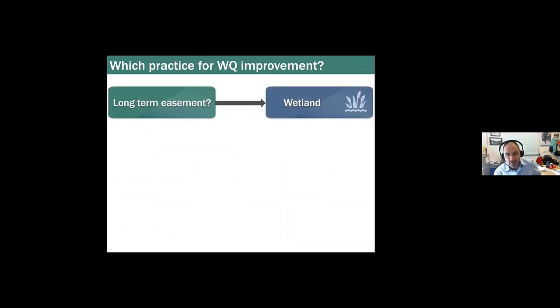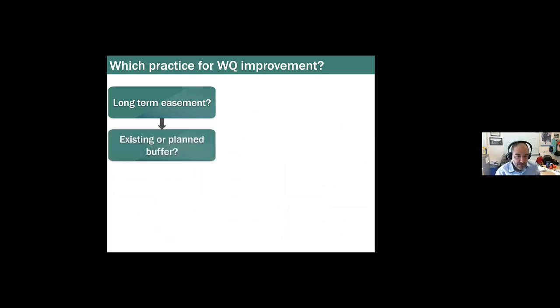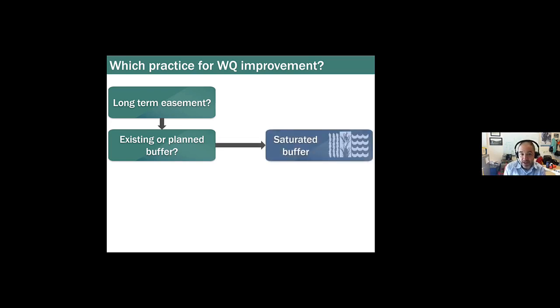Yes, if we step through this, maybe a first question is, do you have a long-term easement? Are you interested in taking some land out of production, maybe a larger parcel of land for a long-term easement? Then maybe a wetland might work best. But if not, do you have an existing or planned buffer? If you're not next to a stream, you don't have an existing buffer or aren't willing to put one in, that would factor in. If you do, then that's a saturated buffer.